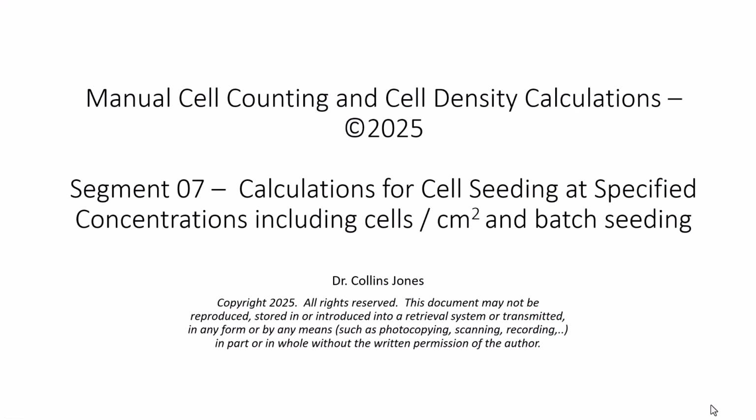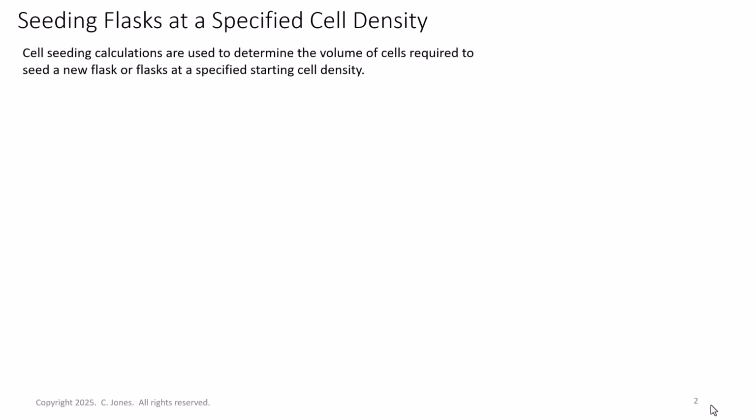Welcome to segment 7, the final segment of my video series on manual cell counting and cell density calculations. In this segment, we're going to learn about calculations for cell seeding at specified concentrations, including dealing with anchorage-dependent cells where we have to seed at cells per centimeter squared, and batch seeding where we want to seed multiple flasks at the same time. Let's get started.